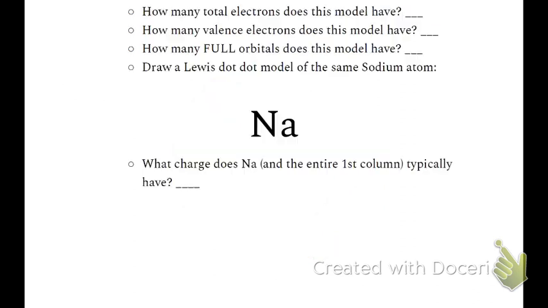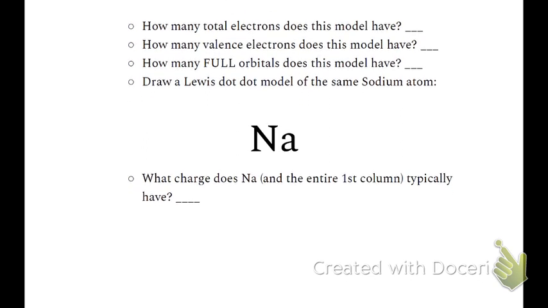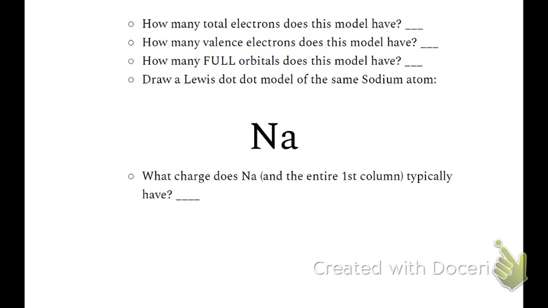So using this picture, we're going to answer these questions. How many total electrons do we have? We already talked about it. 11. What does valence electrons mean? The outermost level, we only have 1 out there. Good. Our first 2 levels are full. And then they also want us to draw the Lewis dot diagram.